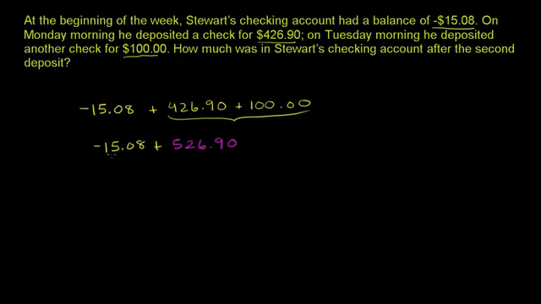And so how much is he going to have in his bank account? He started owing $15.08, and then he's going to add $526.90. So one way to visualize it is, if you think about it on a number line, if this is 0 right over here, he's going to start off at negative 15.08, but then he's going to add $526. So this right over here, this is 15.08 to the left. That's how much he owes.